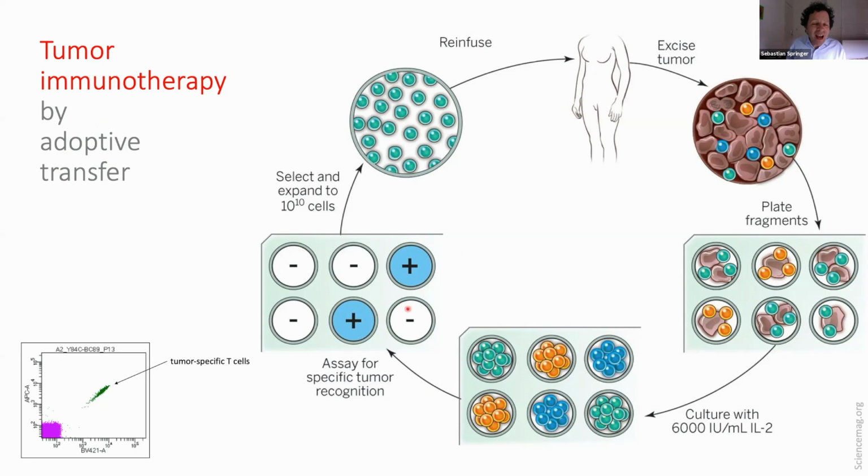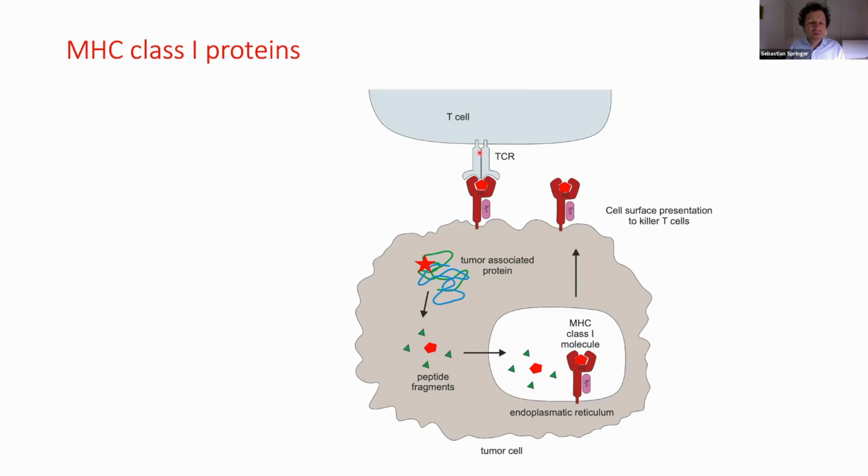So how do you identify, out of these many different cells, the ones that react with a tumor? Well, we know this already. Those will be the cells that recognize these peptides in context with these MHC class 1 proteins.